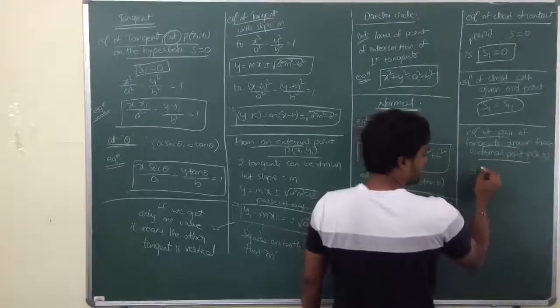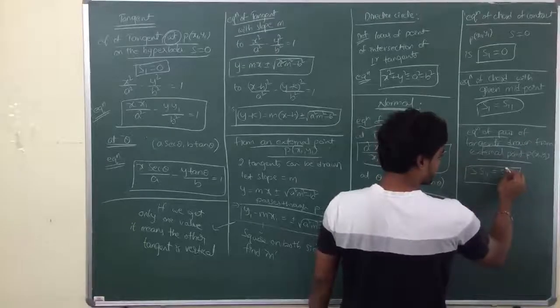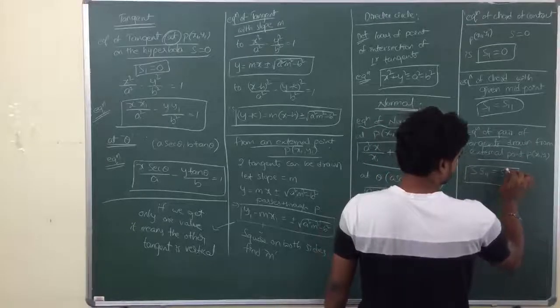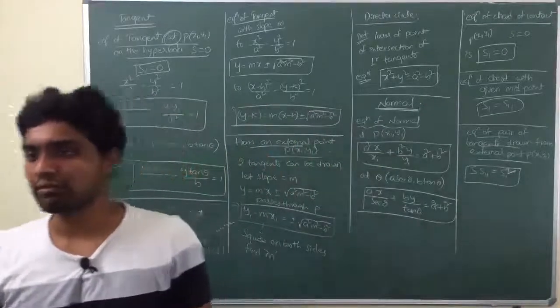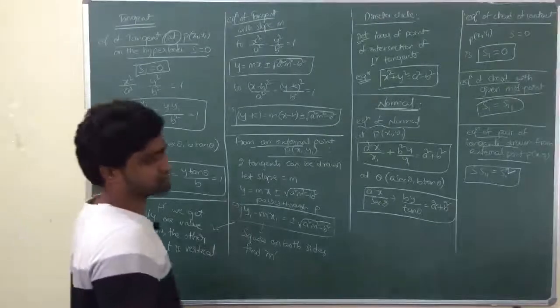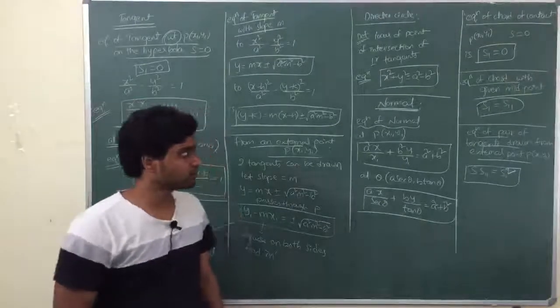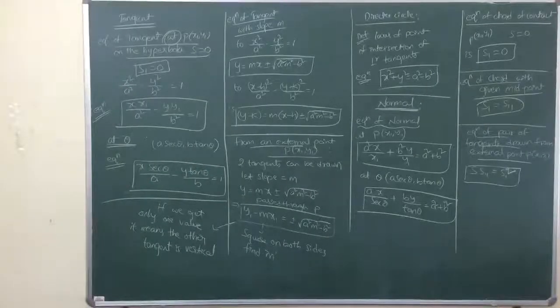It will be S11 is equal to S1 square. Okay, so they are the formulas which are same for the circle as well as every conic. Any doubts still here? So by this, I think we have finished the concept.